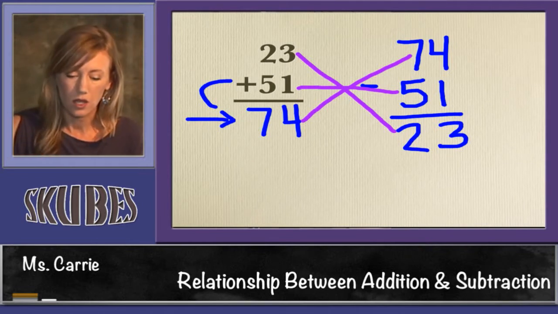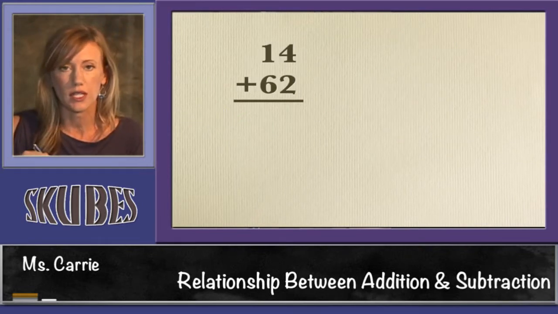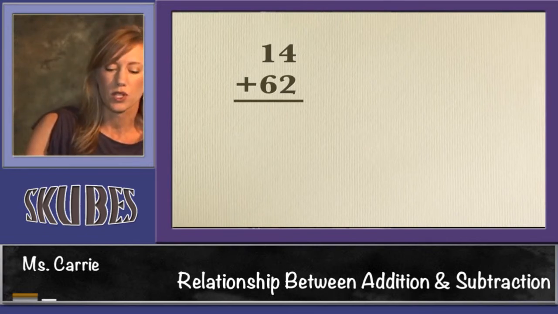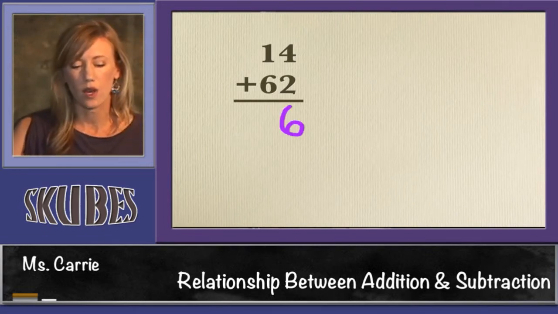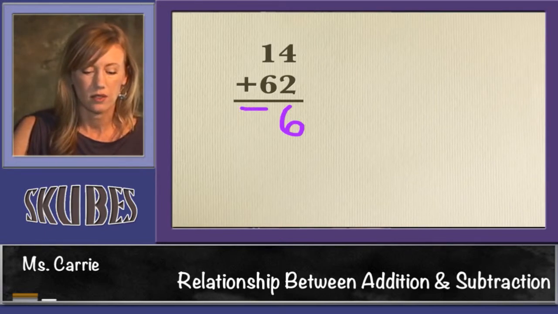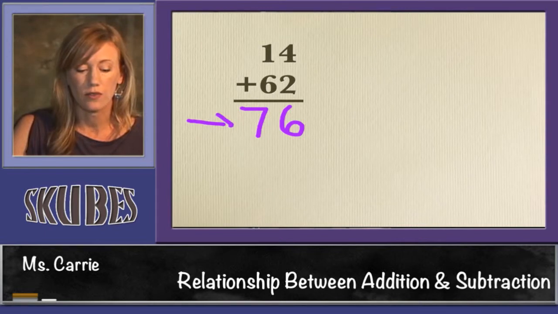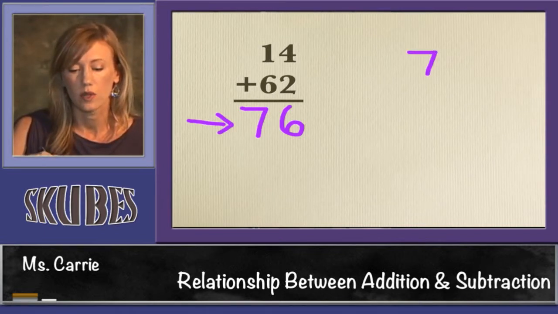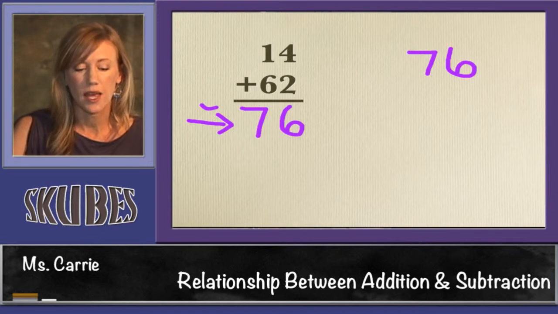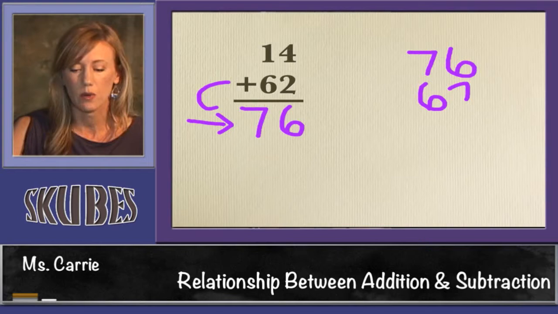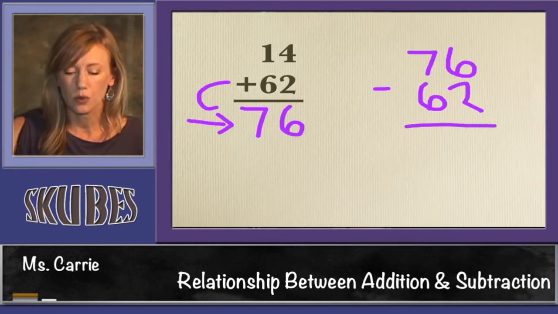Let's try another one. Let's try 14 plus 62. Well, we know that 4 plus 2 is 6, and we know that 1 plus 6 is 7. Let's try it with subtraction. We're going to take that bigger number first, put it on the top, minus that bottom number in the equation, which was 62, and see what we get. Well, we know that 6 minus 2 is 4, and 7 minus 6 is 1.